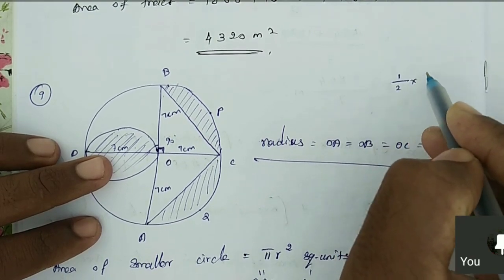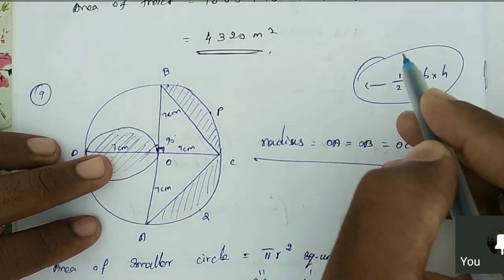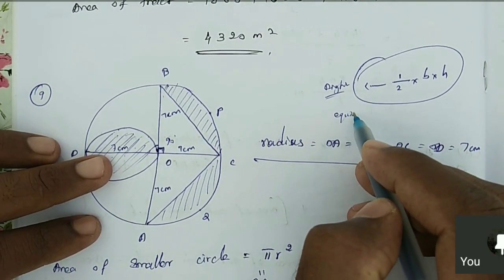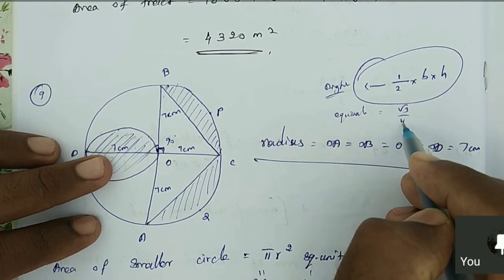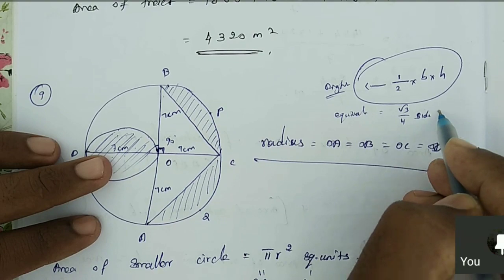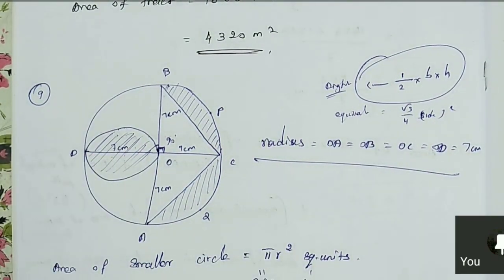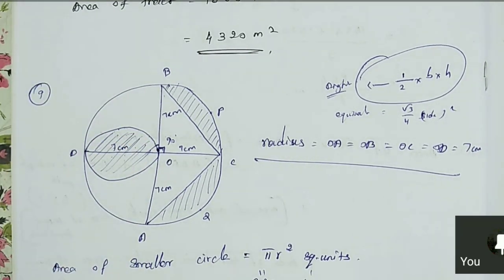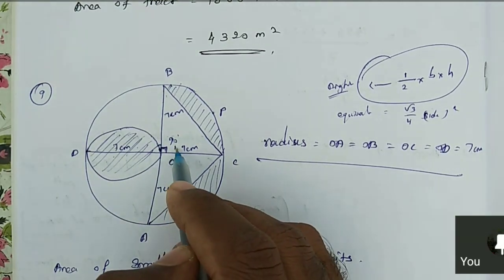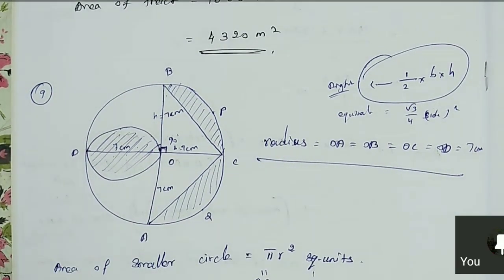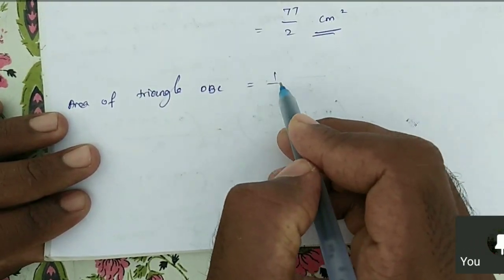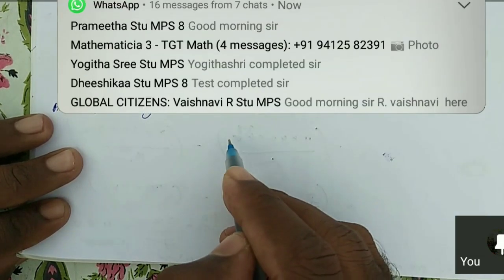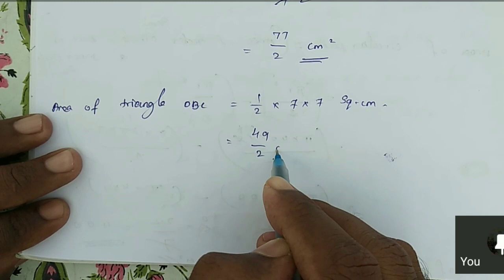We have two formulas. Half into B into H. We can use half into B into H when it is a right angle triangle. For a normal triangle, maybe an equilateral triangle, root 3 by 4 into side square. Very good. So now what triangle is it here? Right angle triangle. In the right angle triangle, base and height here are the same or not? Yes, sir. Because here B is 7, height H is also 7. So it is very easy. So half into 7 into 7 square centimeter. So 7 sevens are 49 by 2 centimeter squared.